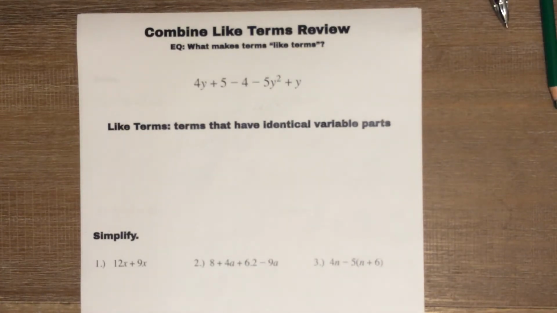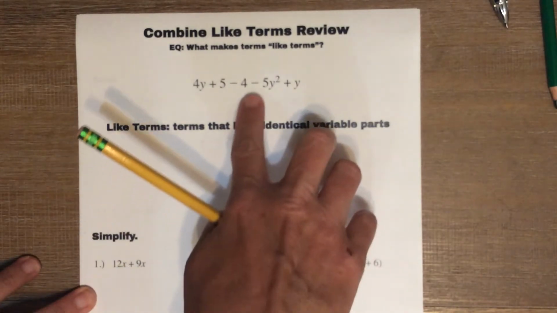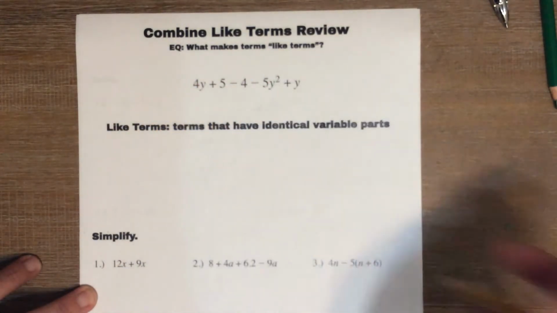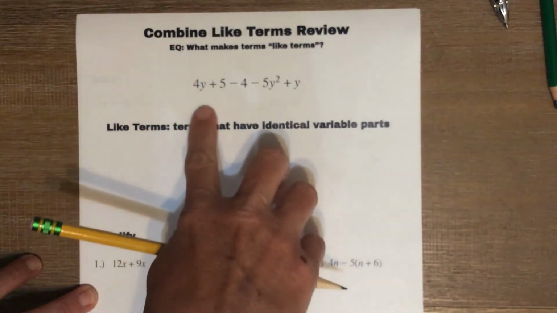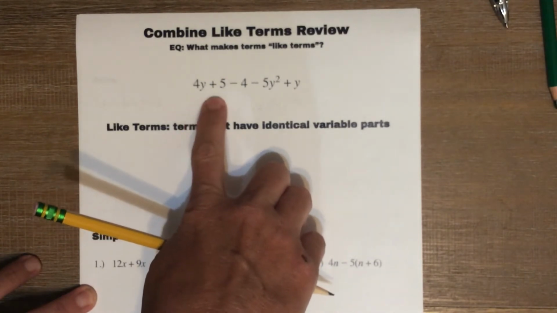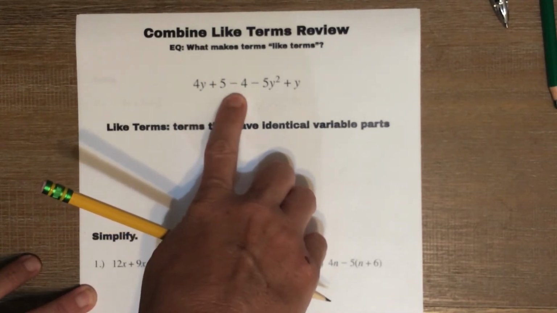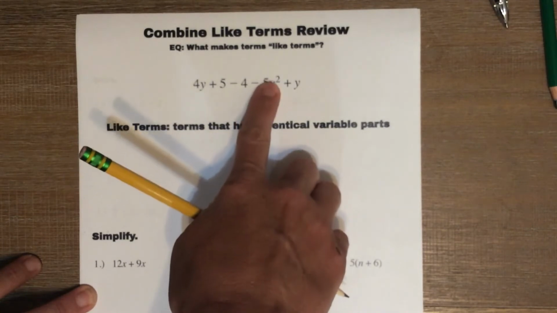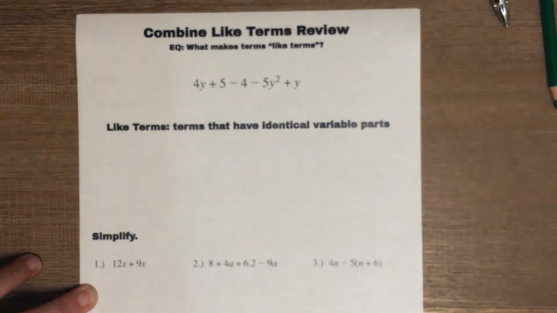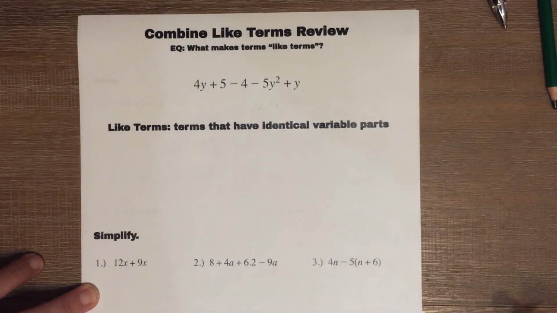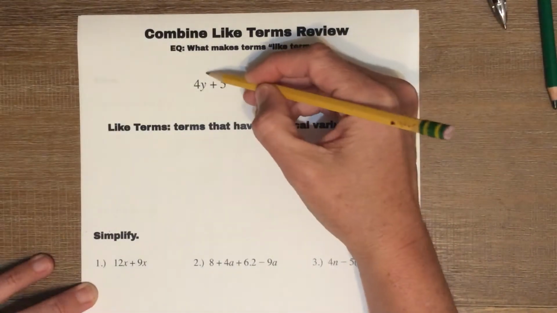Hey everyone, we're going to do a little bit of review on combining like terms, which is simplifying algebraic expressions. So we have to review what makes terms like terms. You can see I have this expression here, 4y plus 5 minus 4 minus 5y squared plus y. That's a bunch of different terms, and we can break this up into parts.